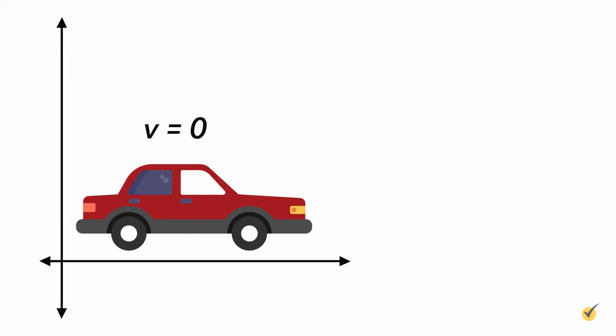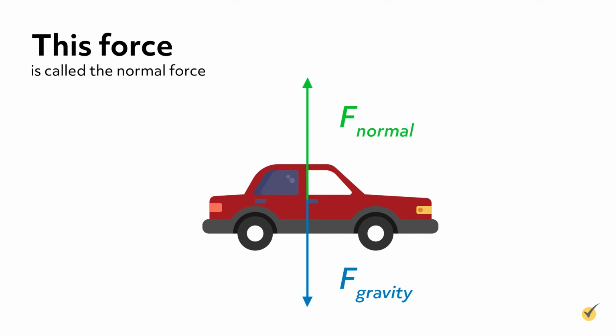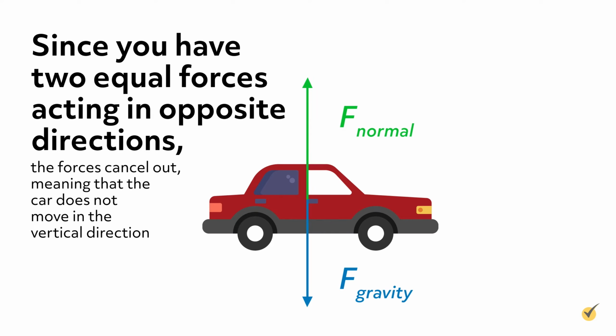Let's take a look at an object in an inertial reference frame that has a velocity of 0. It would seem that there are no net external forces acting on the car since the car isn't moving. But what about gravity? Isn't that an external force? While it's true that gravity is pulling the car downward toward Earth, the car is on the ground, and the ground is providing a force in opposition to gravity. This force is called the normal force. Since you have two equal forces acting in opposite directions, the forces cancel out, meaning that the car does not move in the vertical direction.